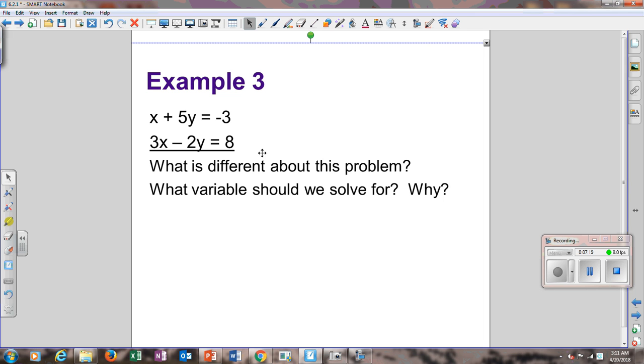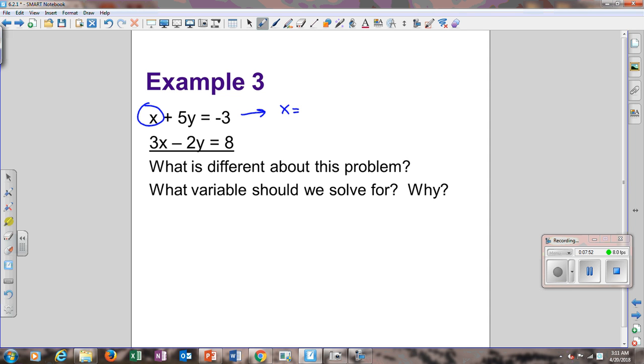Now we have to do some thinking. Which variable would be easiest to solve for in which equation? Because we could solve for either variable, x or y, and we could solve it for either equation. The key is this x does not have a number with it, right? So it's going to be easiest to get by itself. So how would we get that x by itself? We would subtract the 5y to the other side. That would give us x equals negative 5y minus 3.